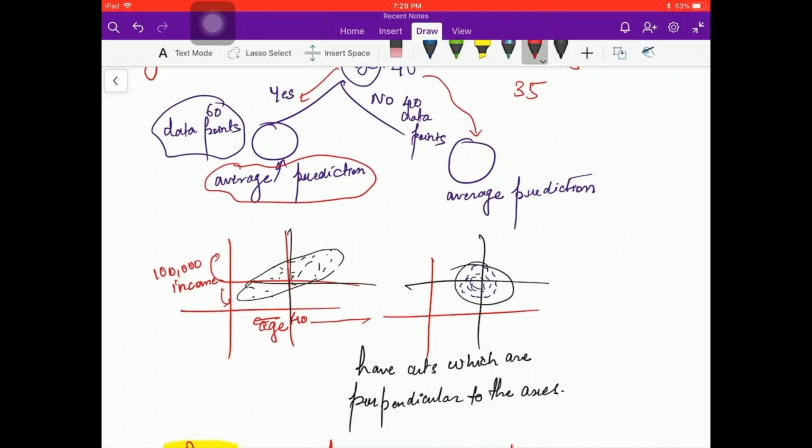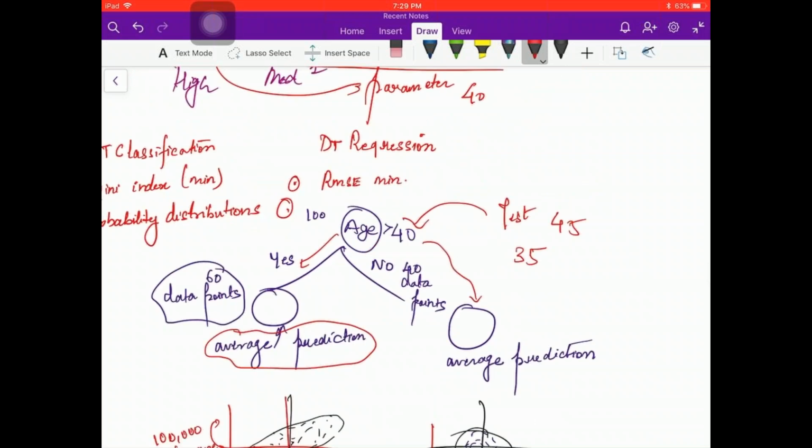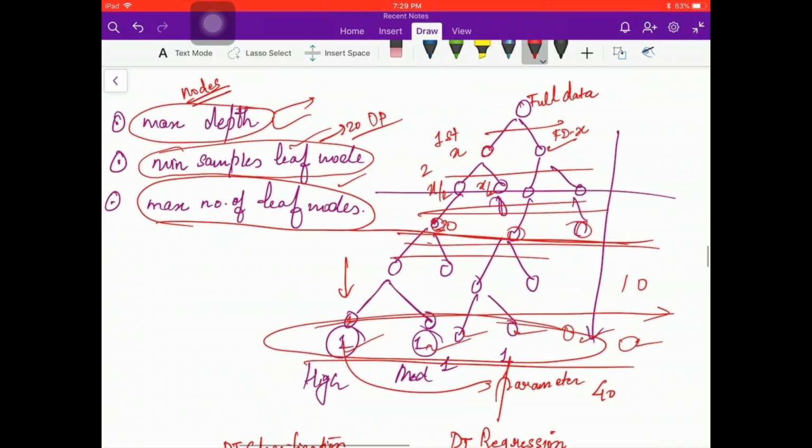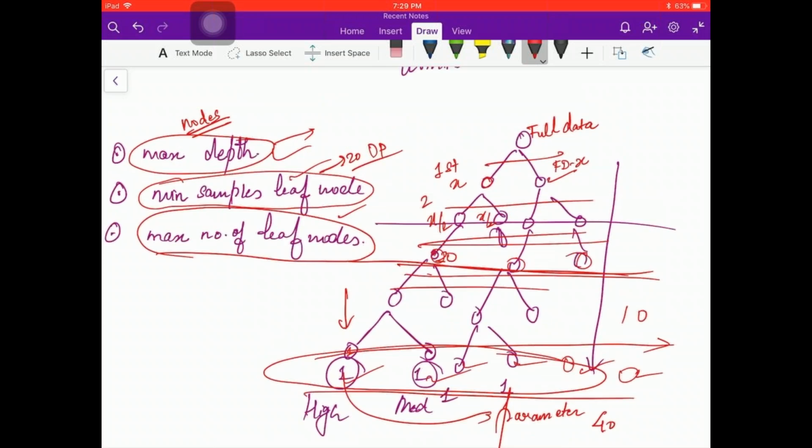Krishna, go ahead. If you go to the 3 points you told, just go one step up. The second point you're telling is minimum samples in a leaf node, right? Then the third point is the maximum number of leaf nodes. So it basically contradicts each other, right? No. What we are trying to say is, with the maximum number of leaf nodes, you want to restrict that to a point. The minimum samples in a leaf node, you're telling, say, 20, right? Correct.